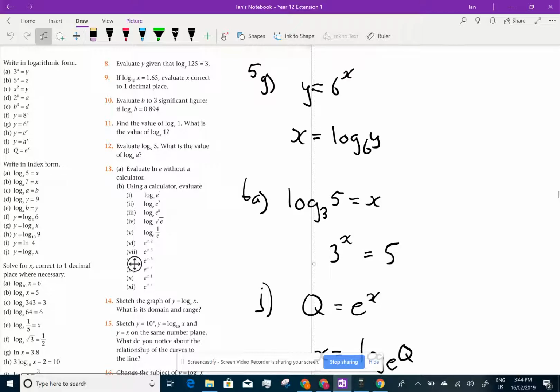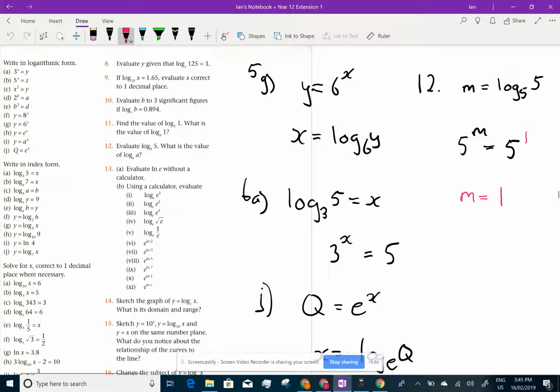I want to have a look at 12, because 12 is going to illustrate something to you that you're going to find out next lesson. So evaluate log to the base 5 of 5. We'll call m equals log base 5 of 5. So we rewrite that: 5 to the m equals 5. Oh no, Mr. Tonkin, there's nothing there. Please remember, if there's nothing there, it's not nothing, it's a 1. So 5 to the m equals 5 to the 1. So m equals 1.